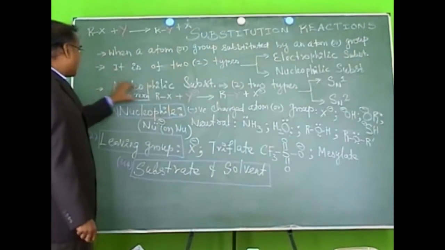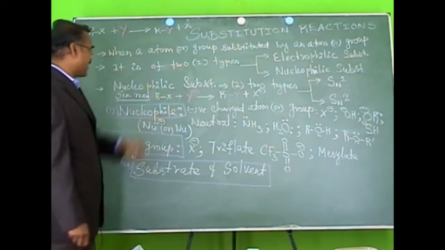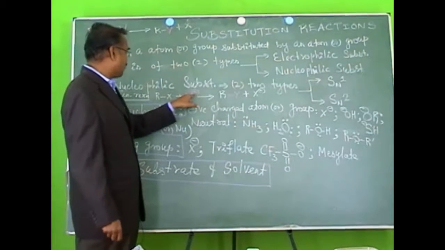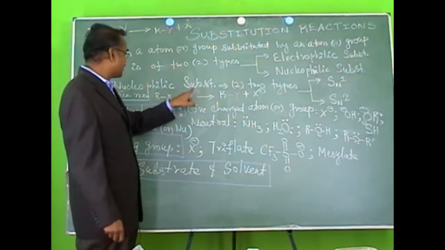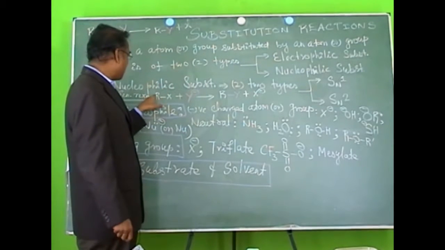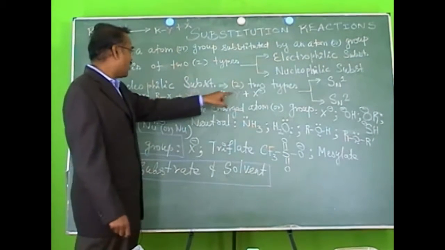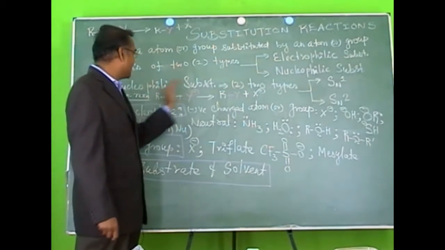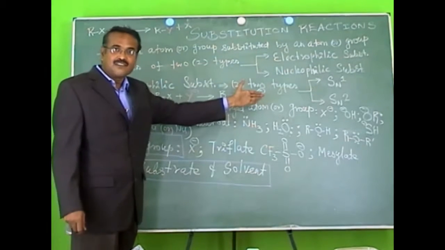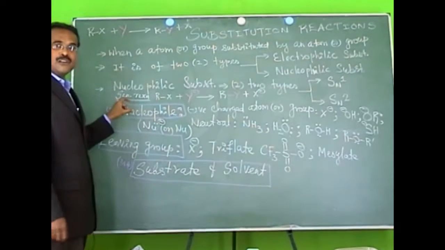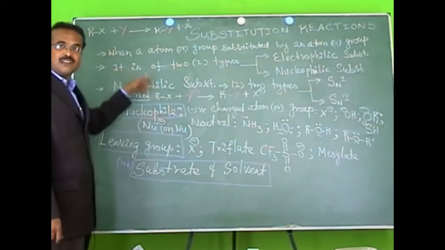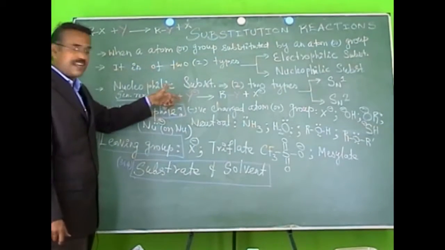So this is the general reaction of nucleophilic substitution. You can clearly see Y minus is a nucleophile, it is negatively charged. This Y minus replaces the X. So Y occupies the position of X, then X exits from the molecule, it is a leaving group.